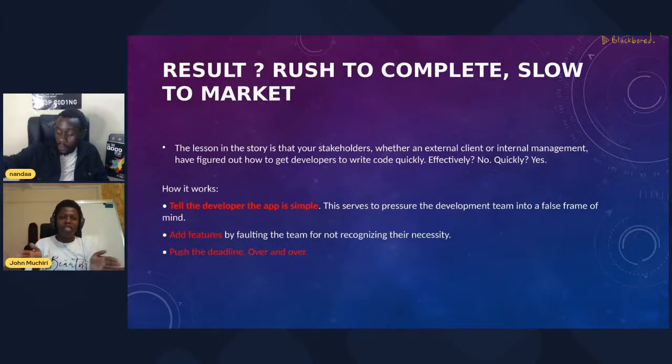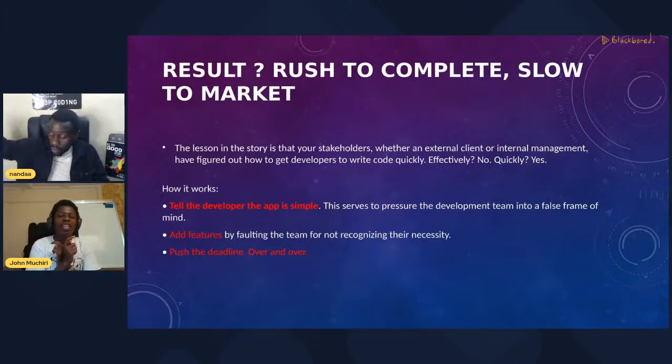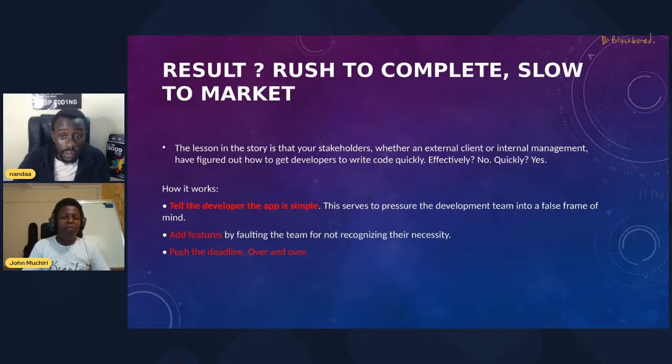Yeah, rushed to complete but slow to market. Number one, people, or rather the organization, external or internal, have known how to tell the developer that the app is simple. When you're told the application is very simple, it creates an illusion in your frame of mind that this is simple, so I know you're going to deliver within a very short time.